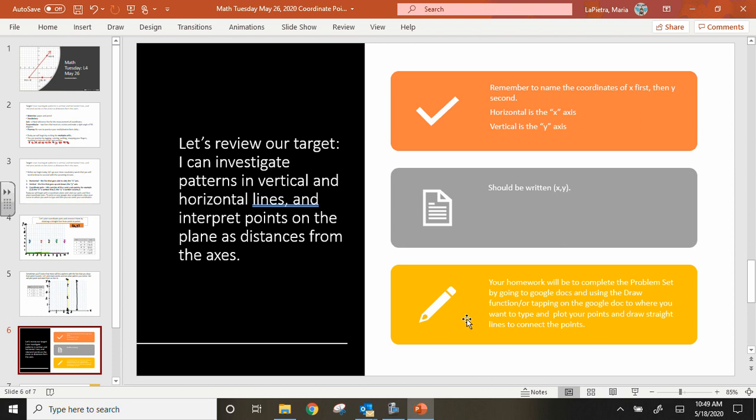Okay, so for your homework, continue the problem set by going to Google Docs and use the draw function, or if that's not working for you, tap on the Google Doc once you open to where you want to type on it and plot your points. Remember, you can't send me your assignment unless you're in Google Docs. Don't forget that.